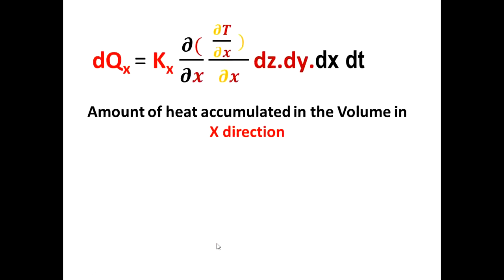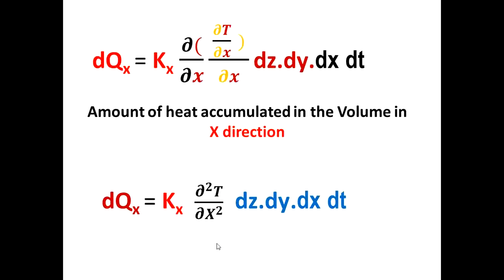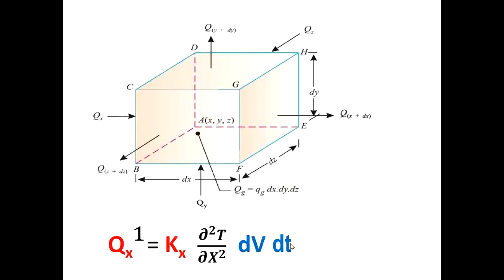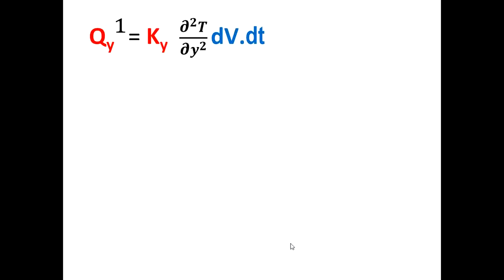Amount of heat energy accumulated in the volume in the x direction. This one you note down. This is supposed to be qx dash. If you want, you can write directly qx dash is equal to kx del square T divided by del x square into dV into dt. These are the elemental lengths, three-dimensional elemental lengths; it will be dV. Qx dash you got.